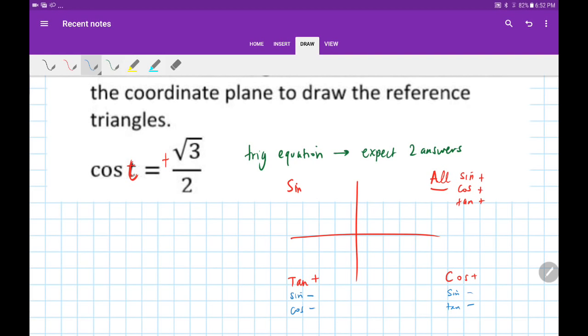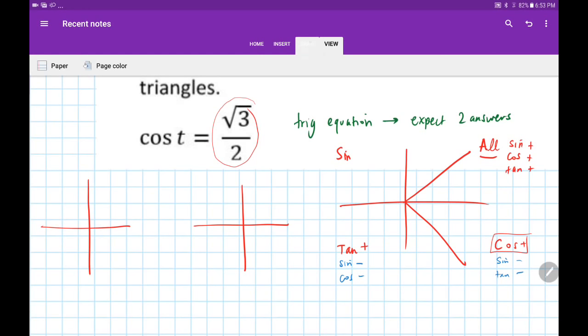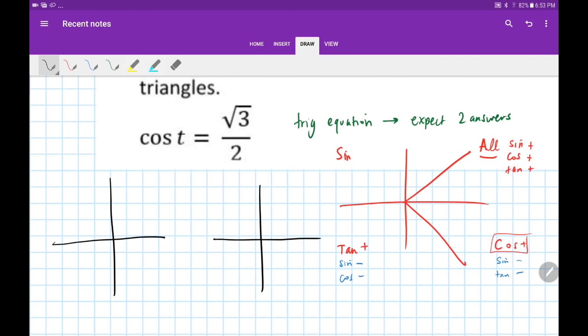So using that information, I need to figure out where is cosine positive. So I'm going to look at all students take calculus. Cosine is going to be positive in my first quadrant because all of them are positive there. And cosine will also be positive in my fourth quadrant because cosine's the only guy that's positive in quadrant 4. So given that information, I'm going to go ahead and draw 2 separate axes so that it's not getting too messy. So let's go ahead and start. Axis number 1, axis number 2.